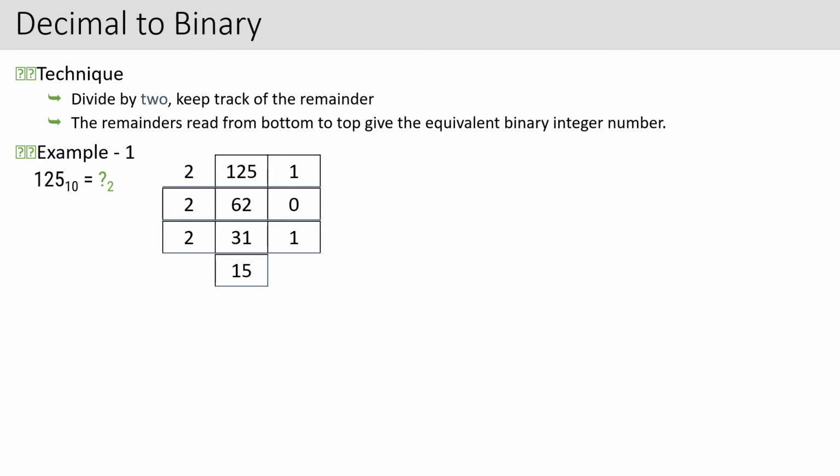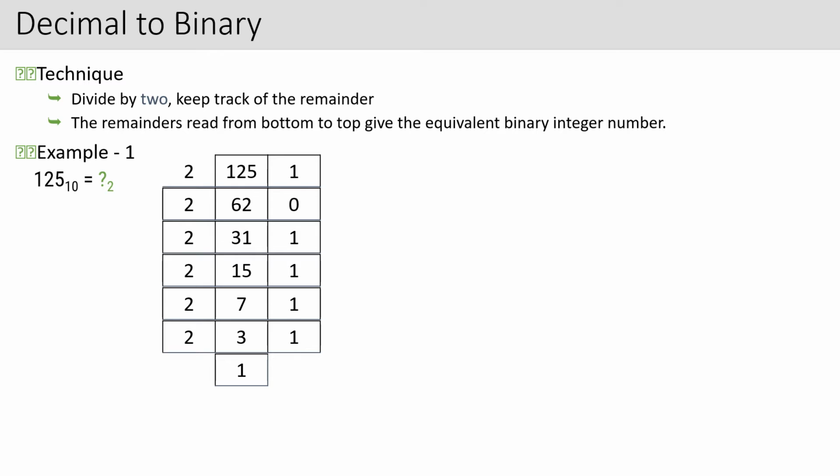Now 2 into 15 gives you 30. What is the remainder? 1. 2 into 7 gives you 14. Remainder is 1 once again. 2 into 3 gives you 6. Remainder is 1. 2 into 1 gives you 2. Remainder is 1. And 2 into 0 gives you 0. Remainder is 1. So what you need to do is keep on dividing by 2 until you achieve 0 as the quotient. Only at that moment will you stop.